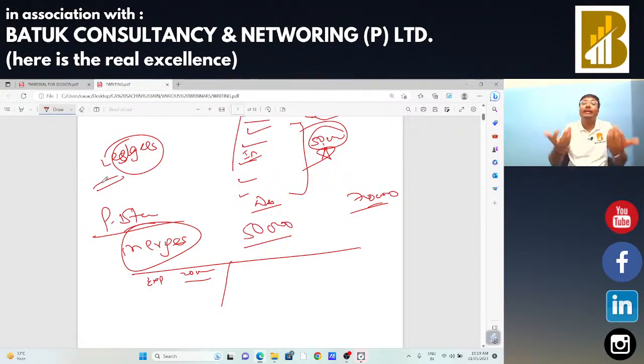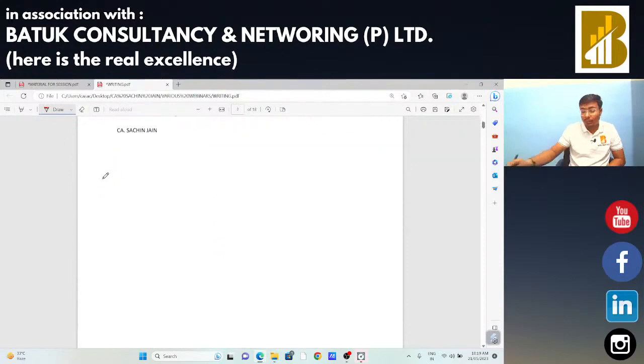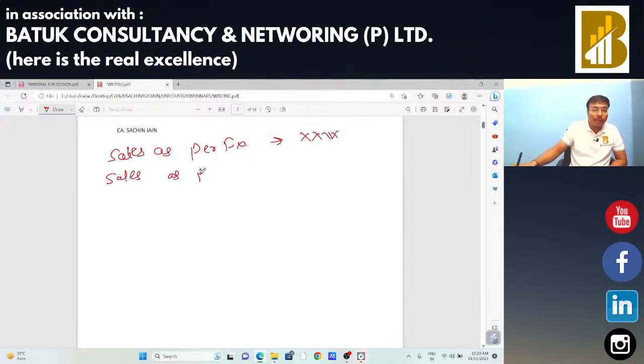Okay, suppose there is bank interest, in that case there is no GST on that bank interest, so in that case you need to exclude the things. Okay, you need to prepare the reconciliation just like that. Sales as per financial statement, suppose this is the sales as per 3B, in which the party has paid the tax.